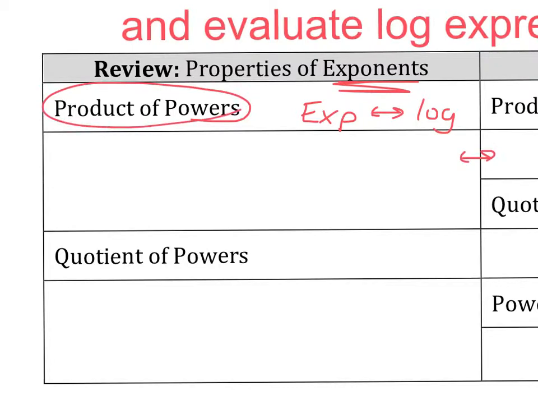So this first one is called the product of powers. What we mean by that is that we have two powers that are multiplied together. So one of them has an exponent of m, one has an exponent of n. So what do we do? Well, the base stays the same, and what we do is we add the exponents together. So base stays the same.